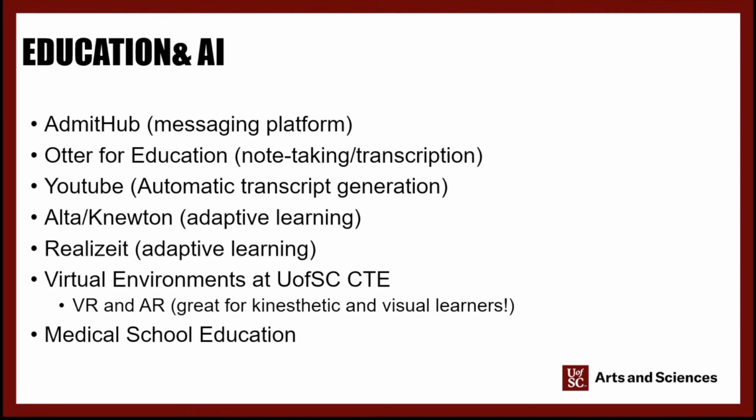Programs like Alta and Realize It are adaptive learning programs where it basically works like Duolingo or Khan Academy, where it tests you along the way and helps you to see you need a little bit more help here, or actually you're doing pretty well, let's move on.